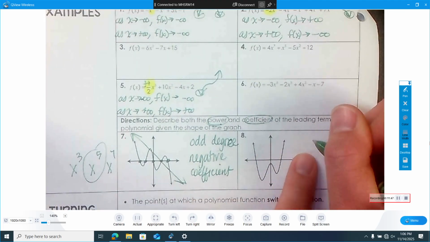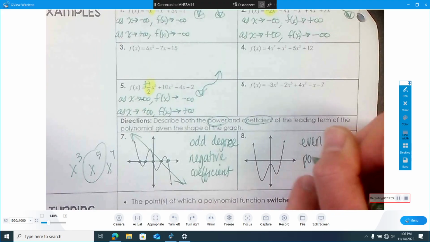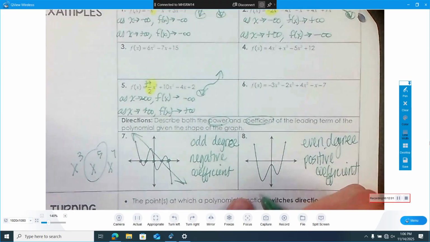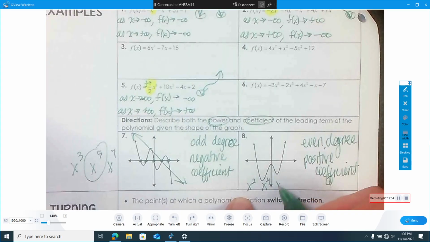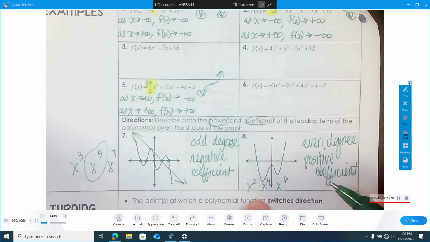Yeah, even or odd degree? Even degree. And it is positive coefficient because it's arms up. Positive coefficient. And you're right, if we had to pick, is it x squared, x to the fourth, x to the sixth? What are you thinking? So it's 4. You're right.